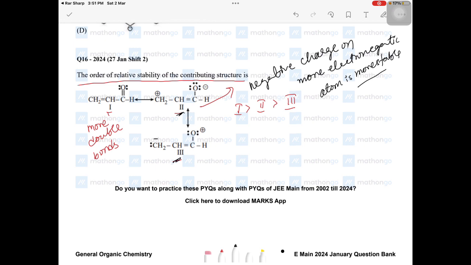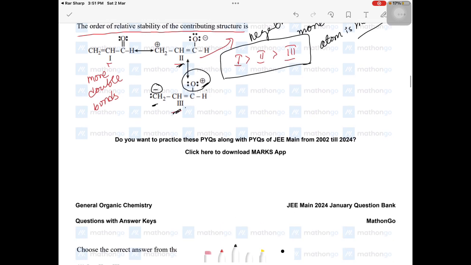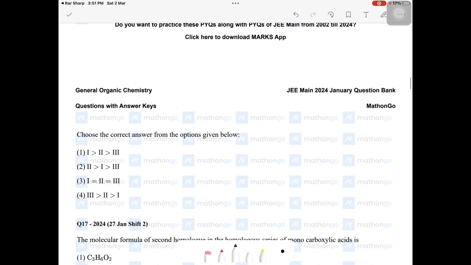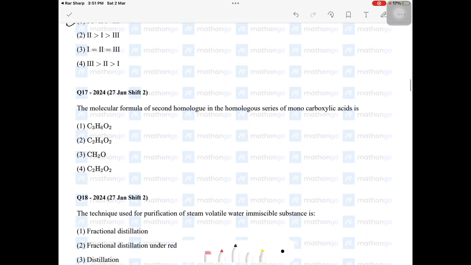Third one is least stable. Why? Because negative charge on more electropositive atom, positive charge on more electronegative atom. That's why third one is less stable than second. Second one is less stable than first. Now check the option. 1, 2, 3. Option A correct. First option is correct.